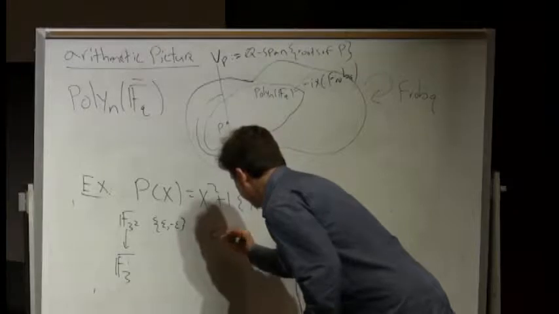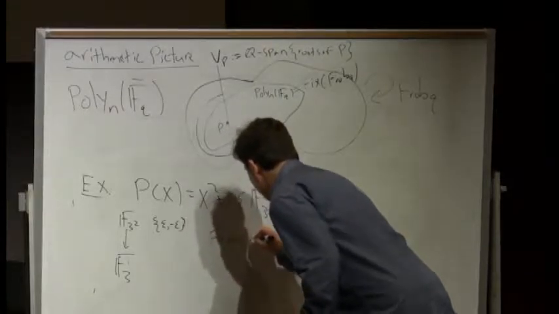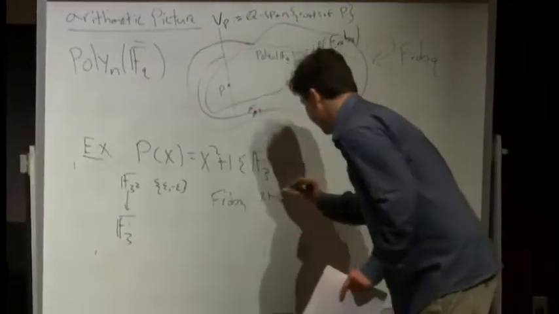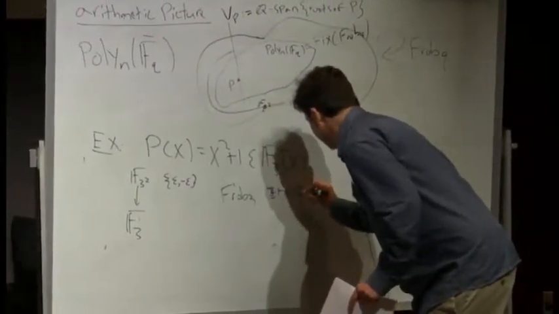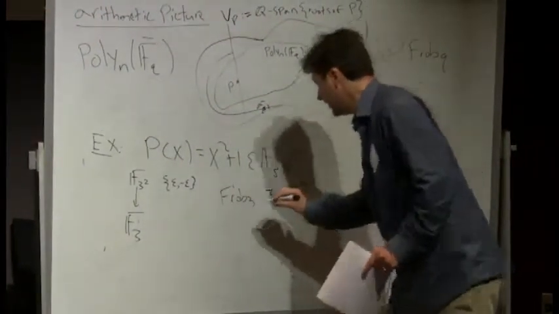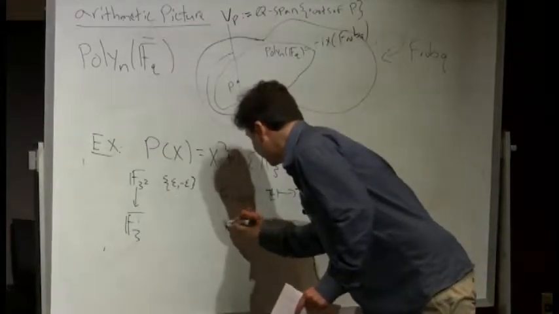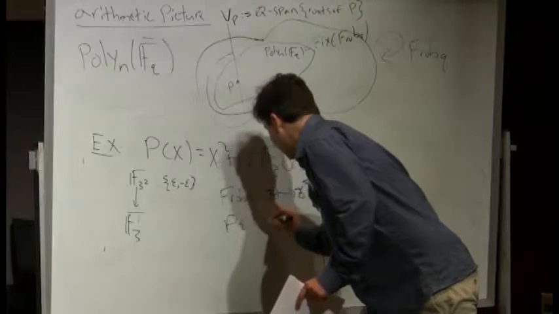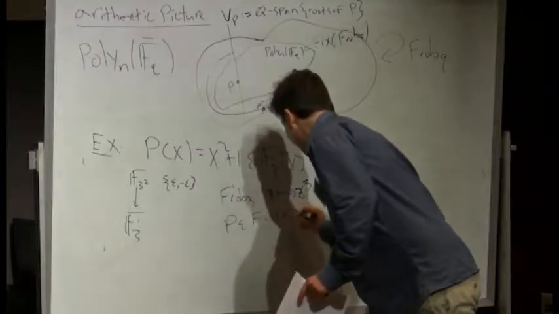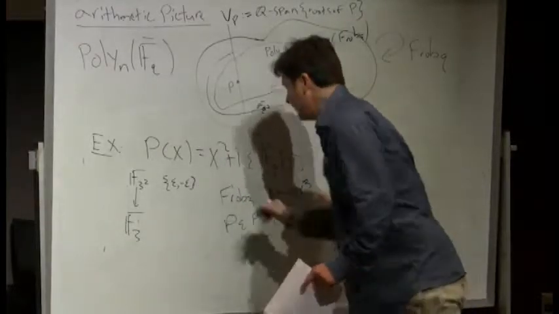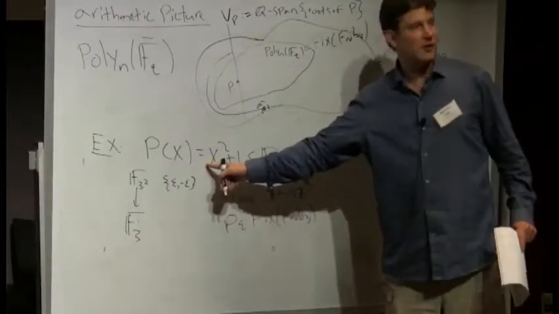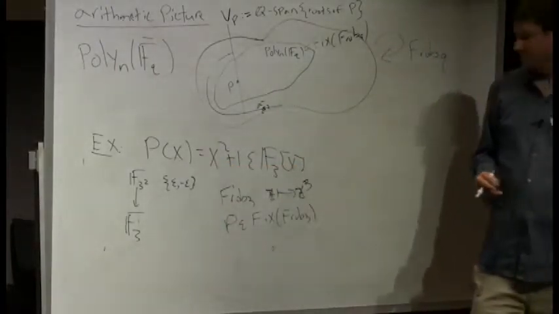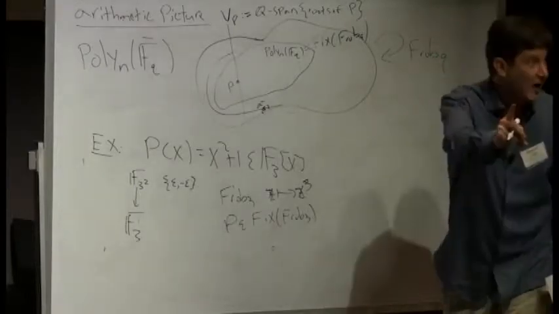So Frobenius 3, it takes x goes to x cubed. I should call it z goes to z cubed. It takes a number and takes it to its cube. So for Frob 3, P is in the fixed set of Frob 3. The coefficients are fixed. The coefficients of this polynomial are 1 and 1. And 1 is fixed by Frobenius. But the roots are not.